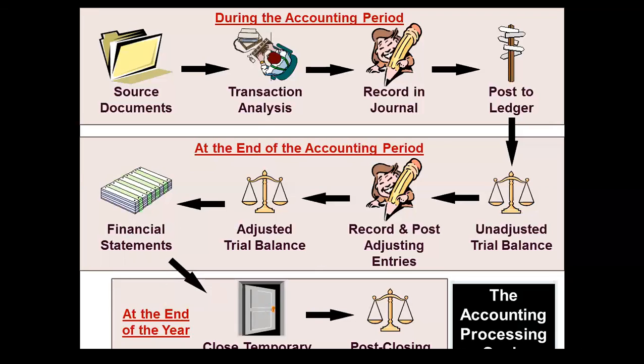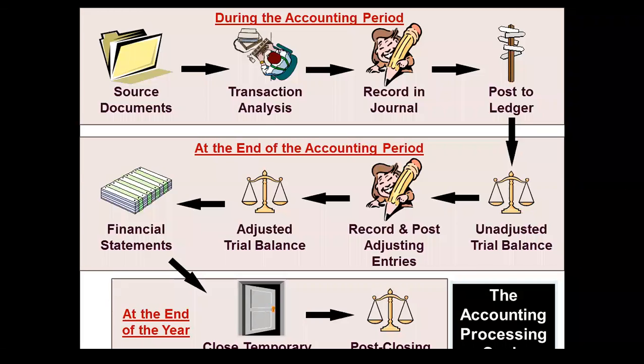So after we do the financial statements, at the end of the year, then again, remember we wanted to close out our temporary accounts and make them zero because we're going to start the new year with zeros so that we can accumulate the totals for that year for certain accounts. So we close the temporary accounts, and closing temporary accounts means zeroing them out.